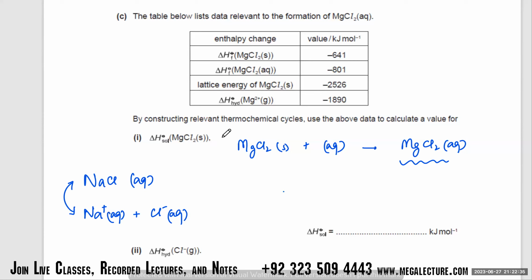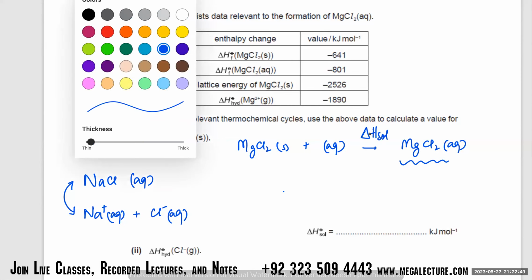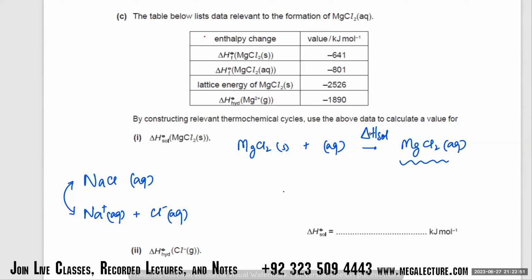So anyways, here you've got MgCl2 solid and it dissolves, it turns into MgCl2 aqueous. That's the enthalpy change of solution. Now this part is an AS question. The question was: you've got the enthalpy of formation of MgCl2 solid, this is minus 641. And you have the enthalpy of formation of MgCl2 aqueous as well.